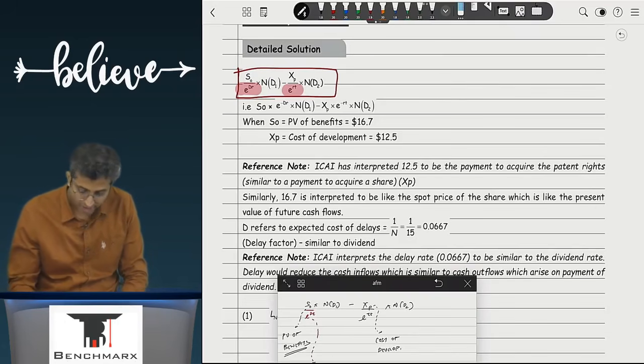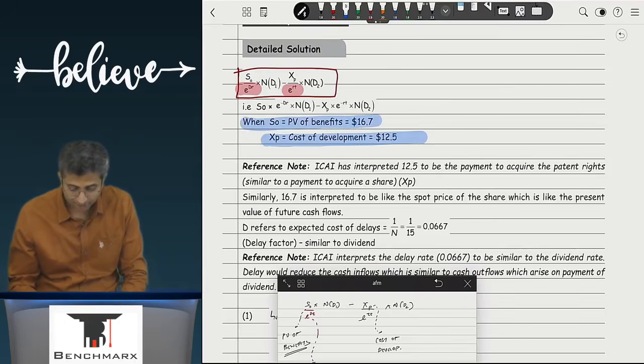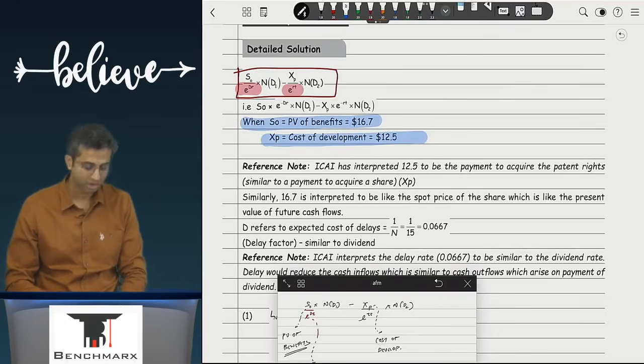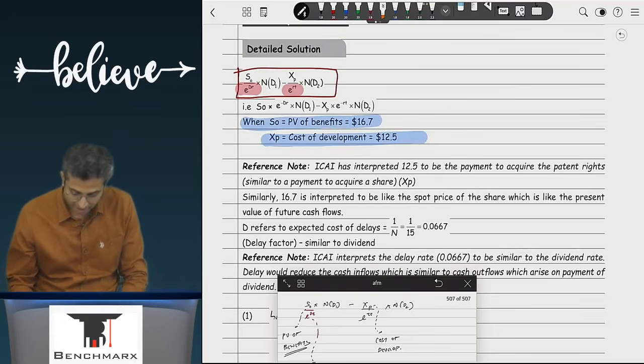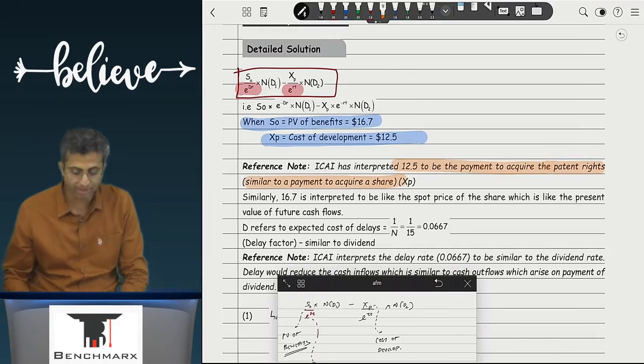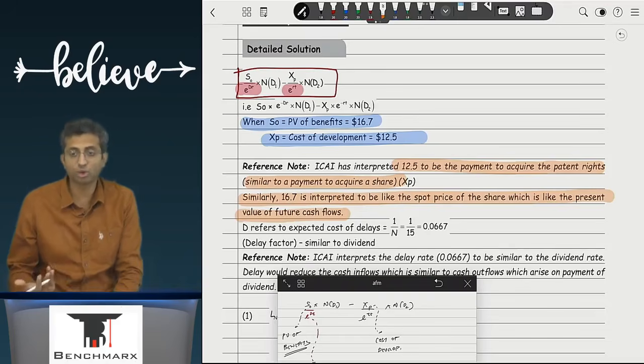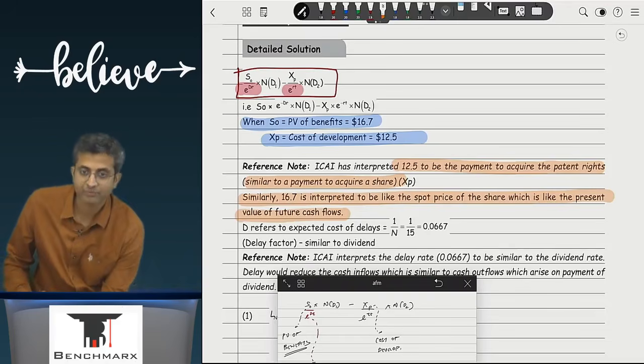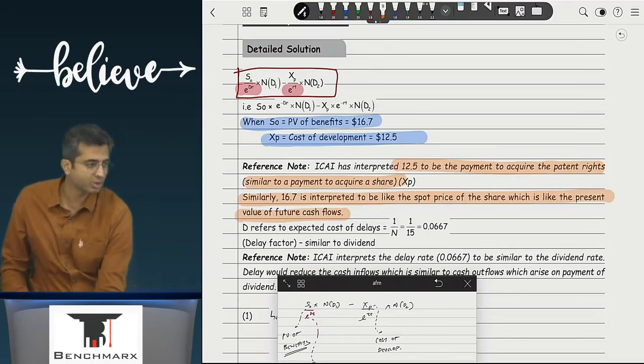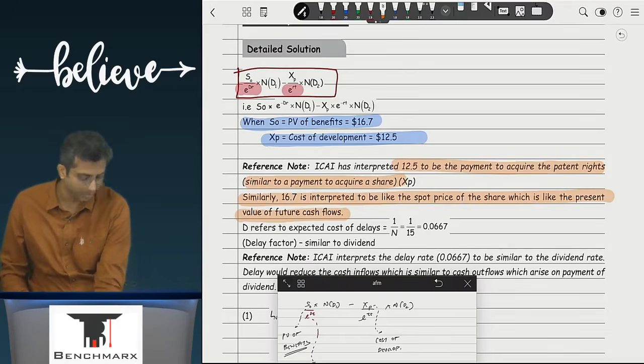That's okay. So what is S0? This is PV of benefits. What is XP? That is cost of development. So ICAI has interpreted 12.5 to be the payment to acquire the patent rights. That is like a payment to acquire share. And 16.7 is interpreted to be the spot price, which is like the present value of future cash flows. Why is it like this? We don't know, but this is real options. So this is what the institute has interpreted. If it comes, we do it that way.